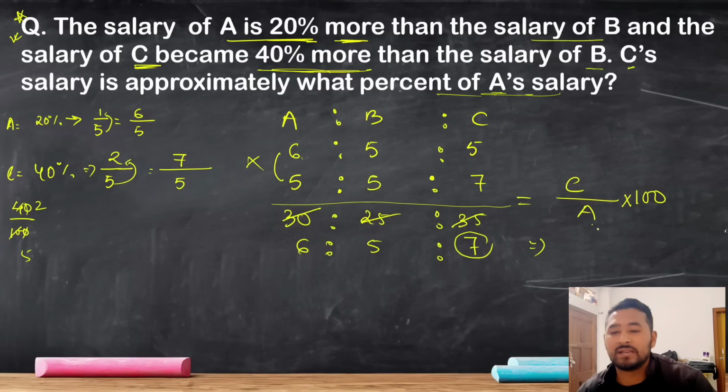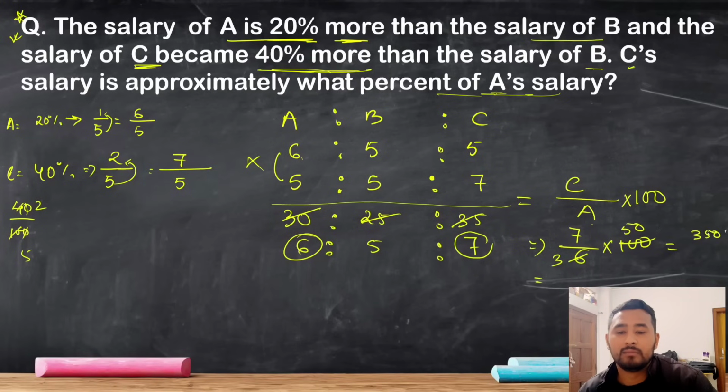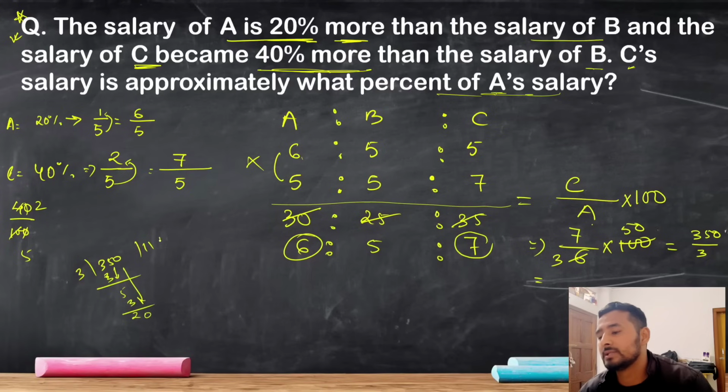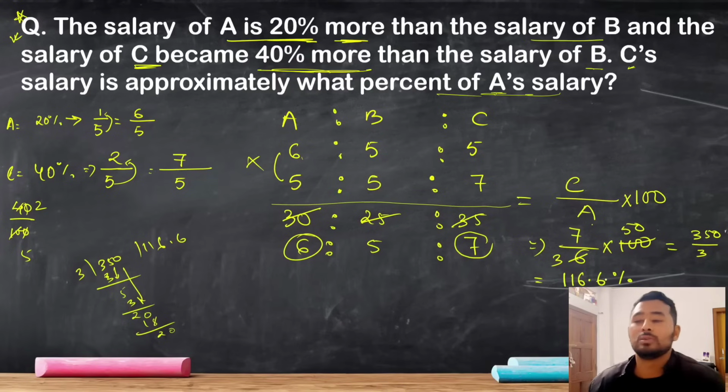So C is how much? 7. A is how much? 6, into 100. Now you cancel: 2 3s are 6, 2 50s are 100, so this will come as 7 into 50, which is 350 by 3. When you divide 350 by 3, 3 1s are 3, 5 comes down, 3 1s are 3, 2 comes down, 0 comes down, 3 6s are 18, and again 2, and this will be the decimal point. We're getting 116.6%.